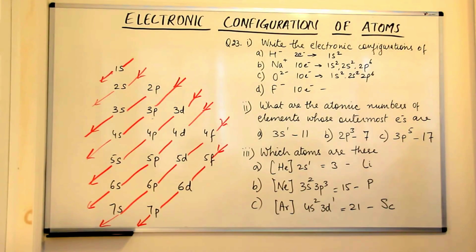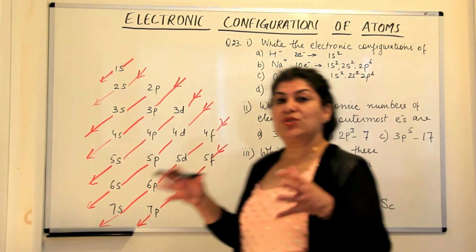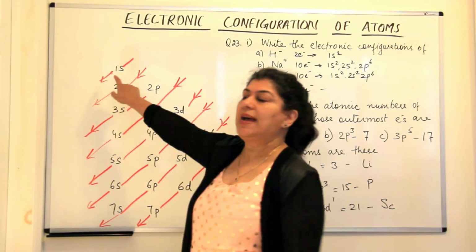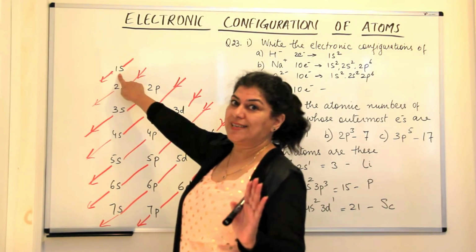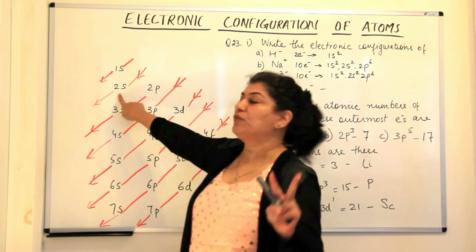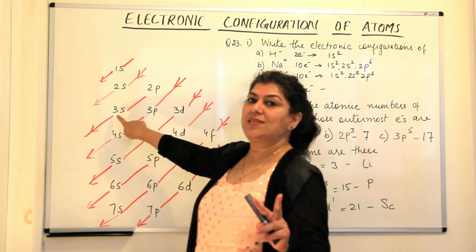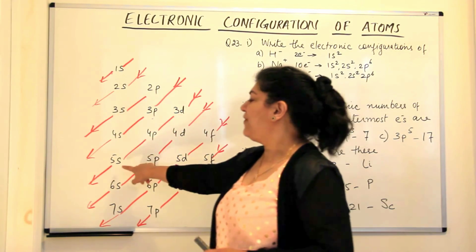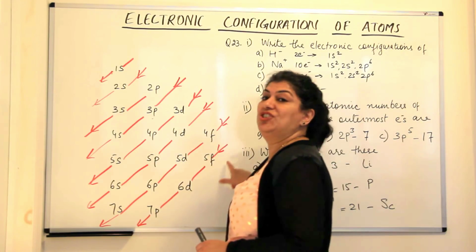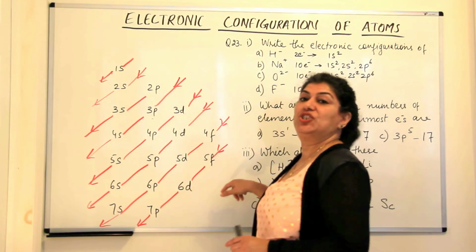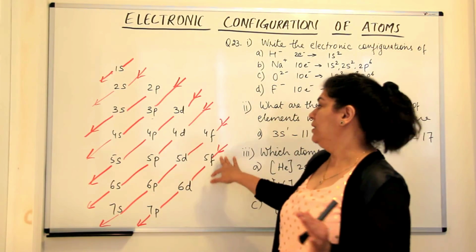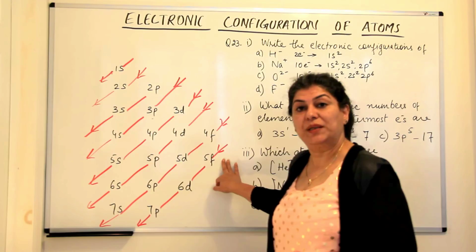What is the lowest value of n that allows g orbitals to exist? We know the first shell has only one type of orbitals, that is s. The second shell has 2 types of orbitals, s and p. Third has 3, s, p, d. 4 has 4, s, p, d, f. And 5 has 5, s, p, d, f, g. 6 has s, p, d, f, g, h. So which is the minimum shell which will have g? The 5th shell. That would be the answer.